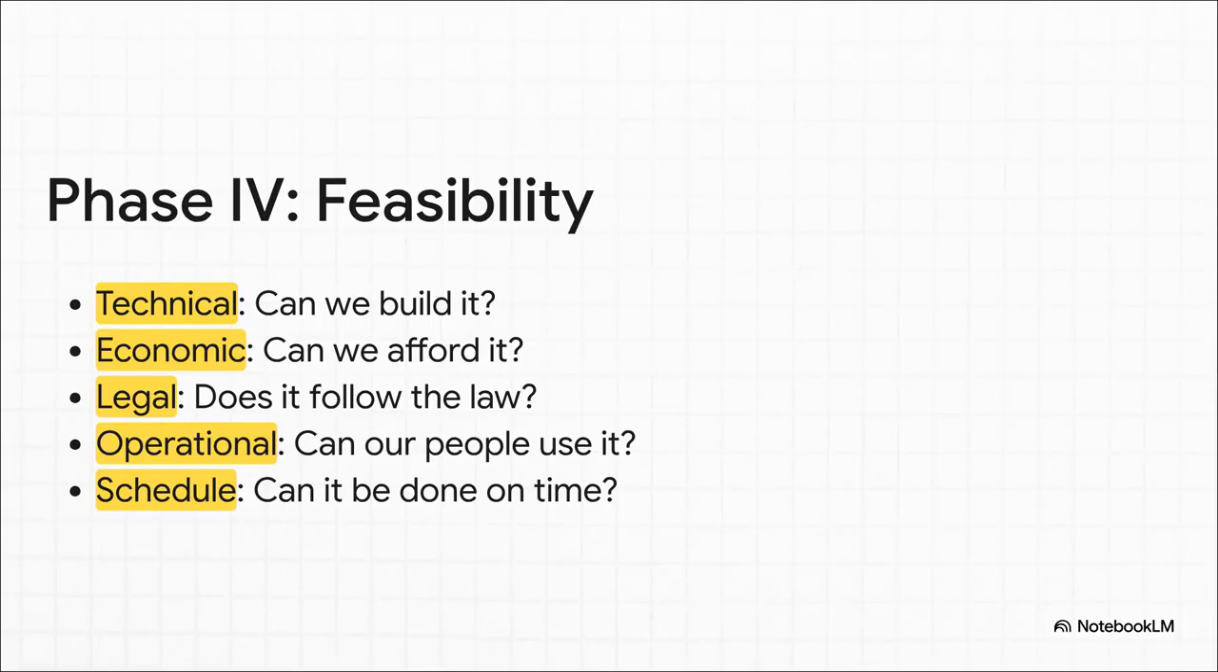This brings us to a super critical reality check. Phase 4. Before anyone starts spending the big bucks, the team does a detailed feasibility study. They have to ask the really tough questions. Do we actually have the technology for this? Can we really afford it? Is it even legal? Will our employees be able to use it? And can we finish it on time? This step is absolutely crucial.